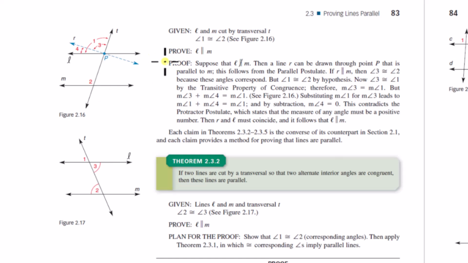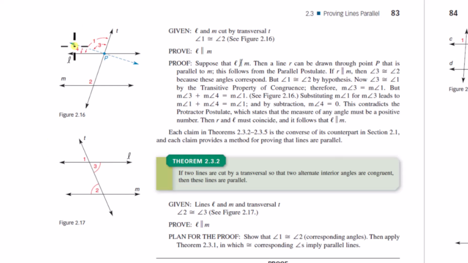Suppose L is not parallel to M, then a line R can be drawn through point P that is parallel to M. Yes, and that follows from the parallel postulate, because if you have a line and a point off that line, there's one unique line that goes through that point that's parallel to the line.